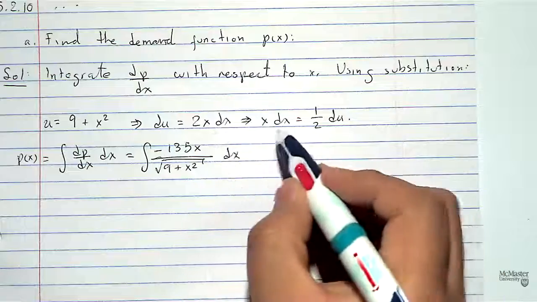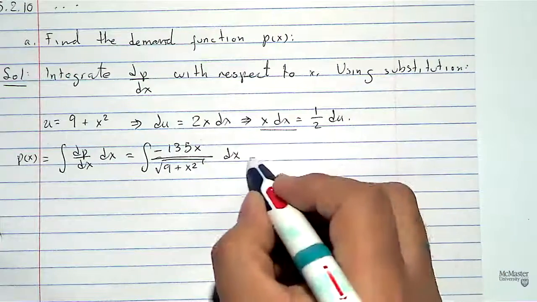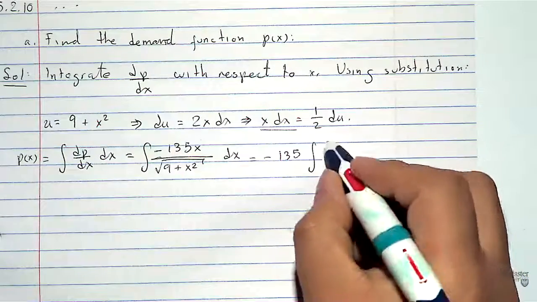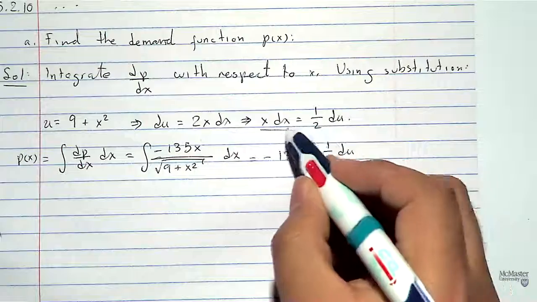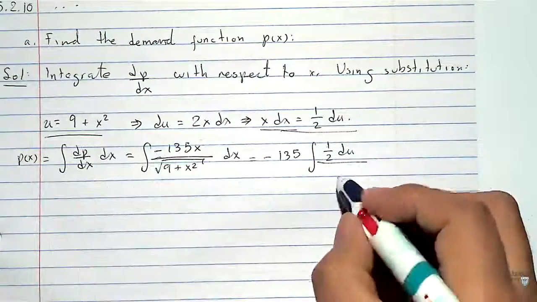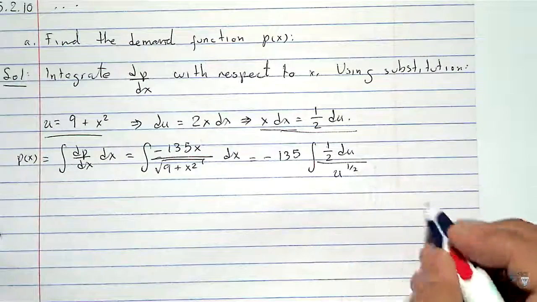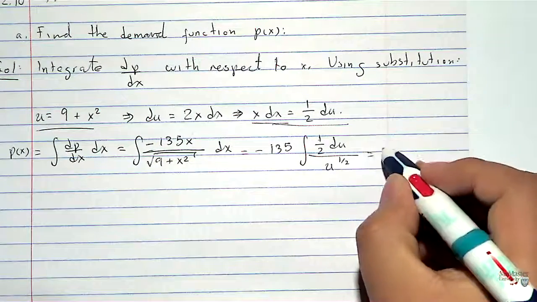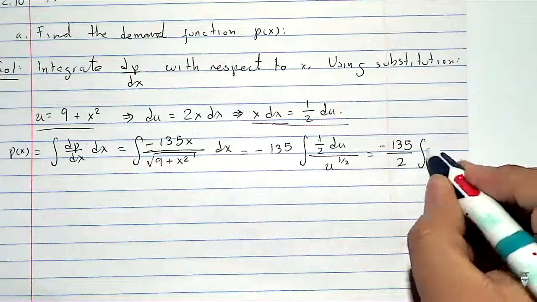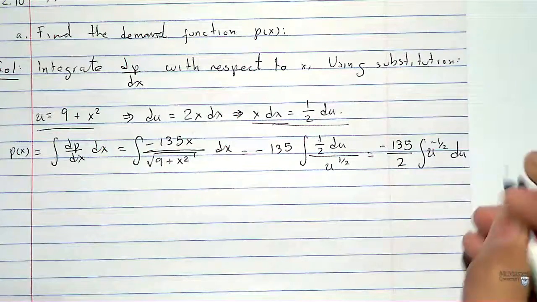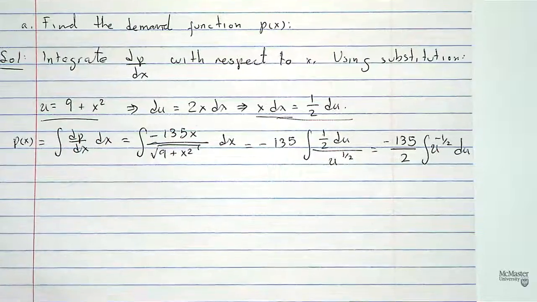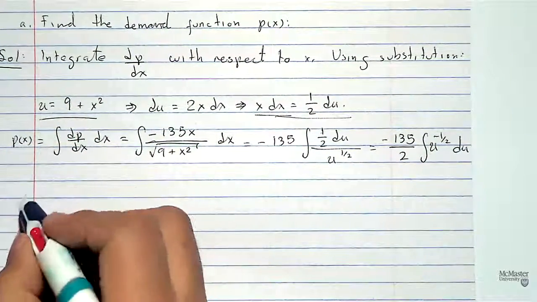So this is the reason we care about this x dx factor. I take the minus 135 out. So I have 1/2 of the du by this formula above. And then by using the substitution, this is u to the minus 1/2, taking out the minus 135 and the 1/2 factor. So I have u to the minus 1/2 du. So again, as usual, the substitution method lets us perform the integration in a much easier fashion.